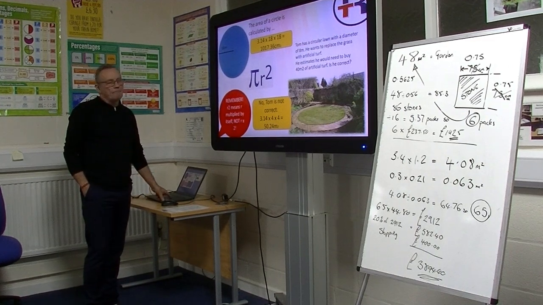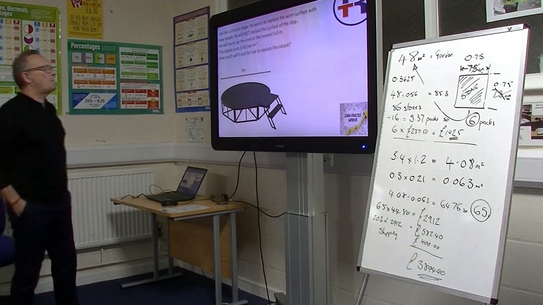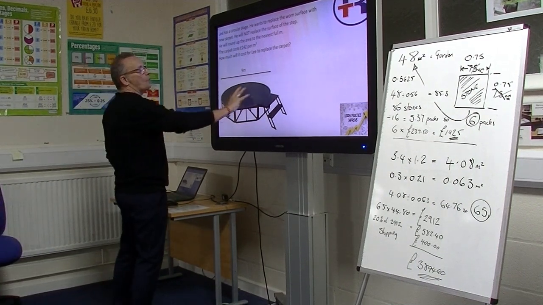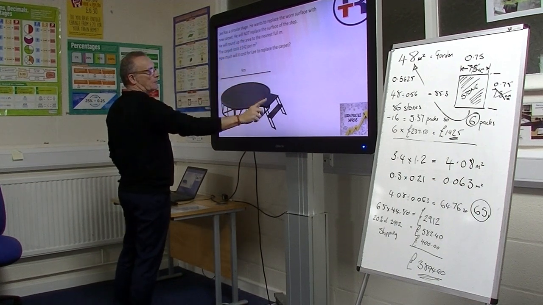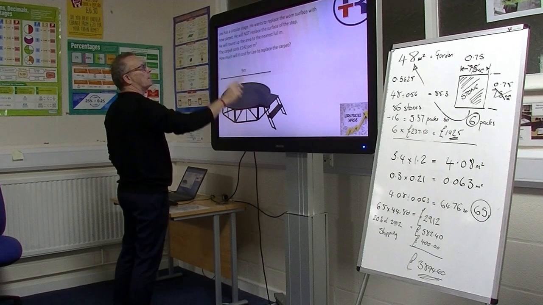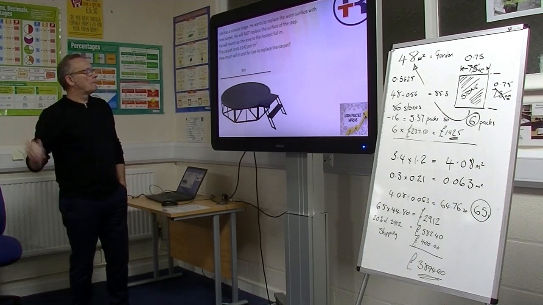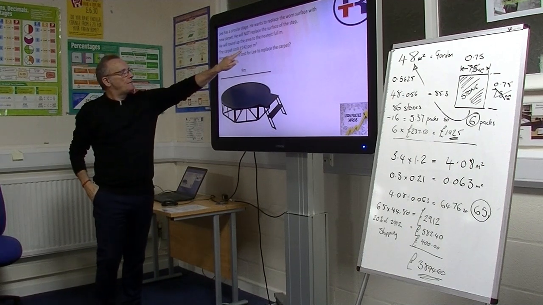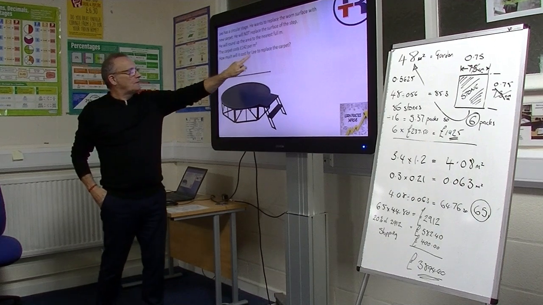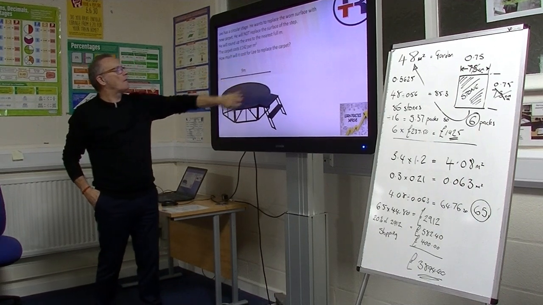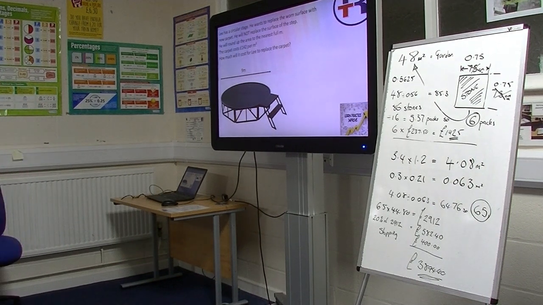Let's have a look at another one. Lee has a circular stage. He wants to replace the worn surface with some new carpet. He will not replace the surface of the step. He will round up the area to the nearest full metre. The carpet costs £142 per metre squared. How much will it cost for Lee to replace the carpet on that circular stage? Okay, very similar question to what we've just had.